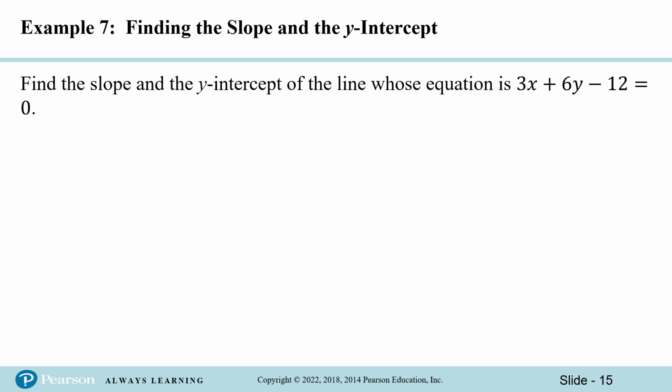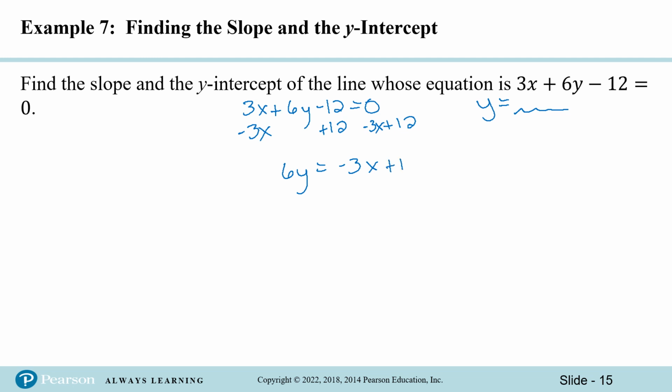Find the slope and the y-intercept of the line whose equation is in general form 3x plus 6y minus 12 equals 0. To find the slope and the y-intercept, you have to put it in slope-intercept form, which means you have to get y by itself. So you're going to have stuff over there. I need my 12 on the opposite side and the negative 3x on the other side. So I have, at this point, 6y is equal to negative 3x plus 12.